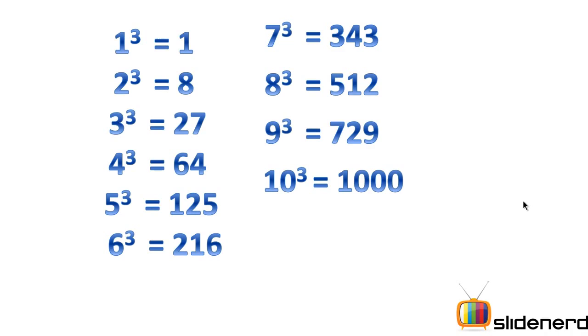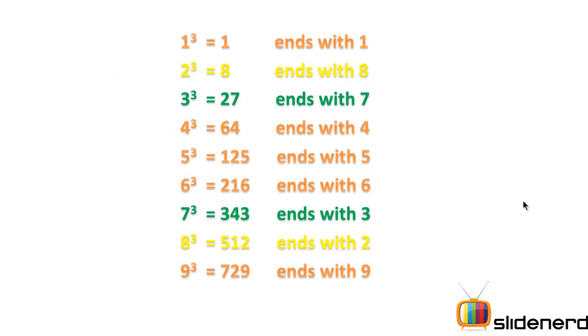Now, the reason I'm asking you to have a look at these numbers is that there's a specific pattern which these numbers follow. If you look at them, 1 ends with a 1, 4 ends with a 4, 5 ends with a 5, 6 ends with a 6, 7 ends with a 3, 8 ends with a 2, and 9 ends with a 9.